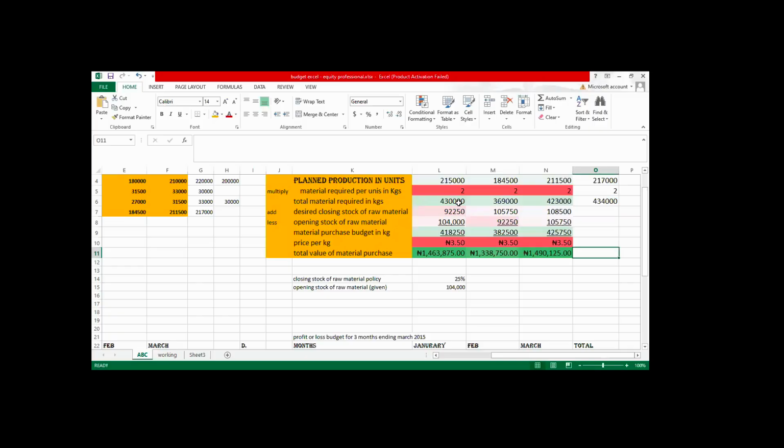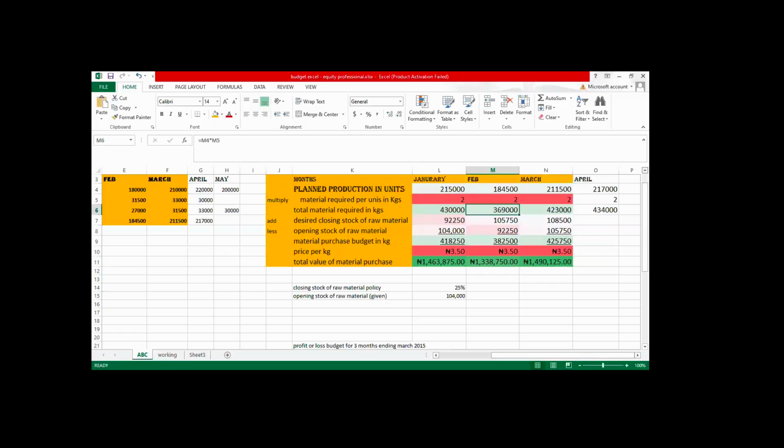That material needed for what? Production. Production, okay. When you finish with January, move to February. In February, you are planning to produce 184,500. And to produce one, you require 2 kg of material. So what is the total production requirement? 369,000. That is for February.